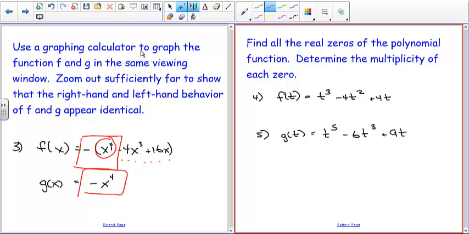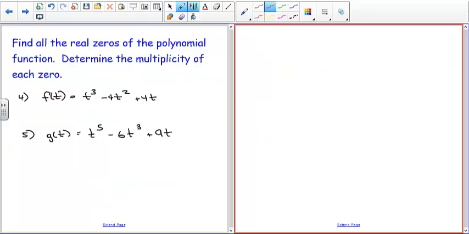Next one, find all the real zeros of the polynomial function. Determine the multiplicity of each zero. So what we're doing here is getting a little somewhat ahead of ourselves, but we should be able to factor these without as much knowledge as we need until we get to section 5, which is zeros of polynomials. The whole idea behind zeros of polynomials is you want to figure out what values of t in this case will cause this to go to 0.